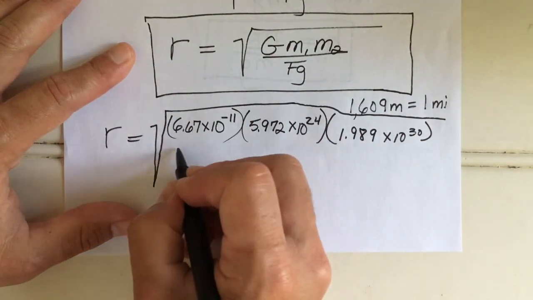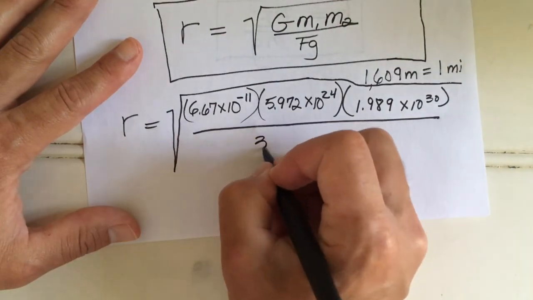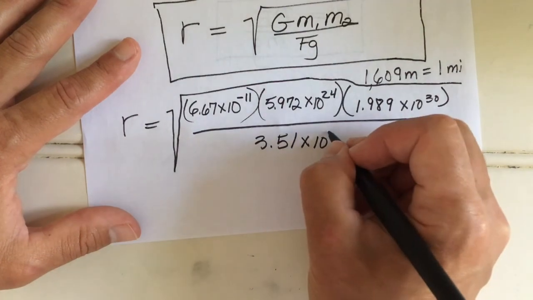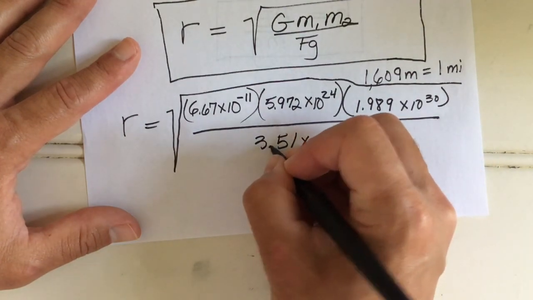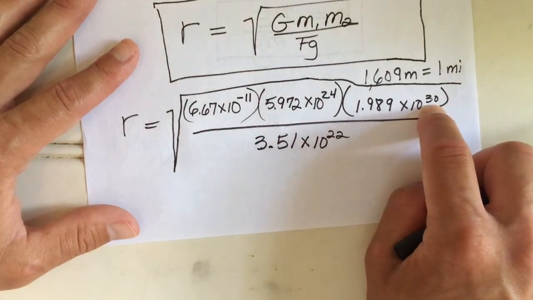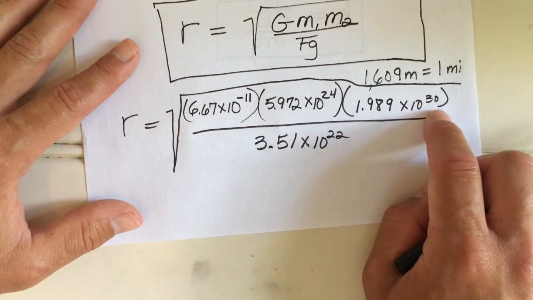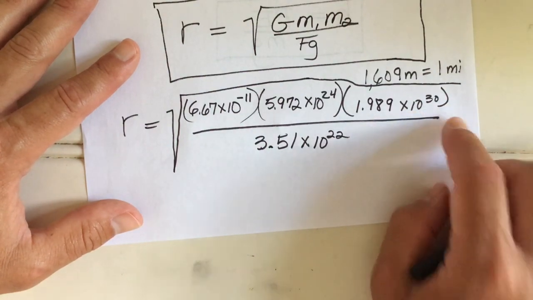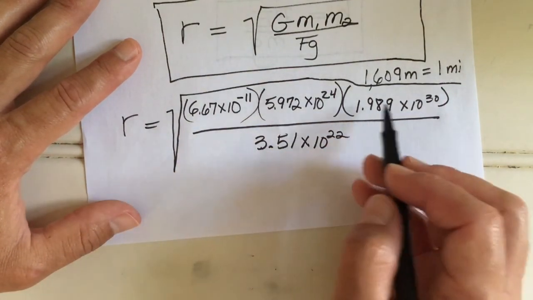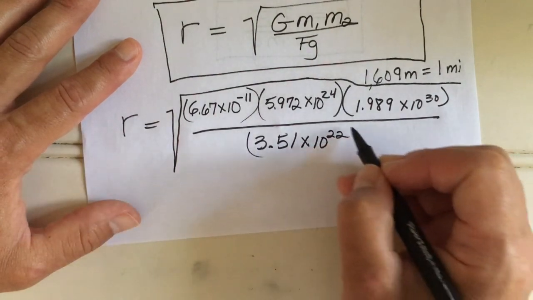And then we're going to divide that all by FG, which is 3.51 times 10 to the 22nd. All right, and notice the mass of the sun is larger because of this 30 here. 6 powers of 10 larger, so 10 times 10 times 10 times 10 times 10 times 10, right? Larger, without even looking at the 5 and the 1. All right, and we're going to divide here.